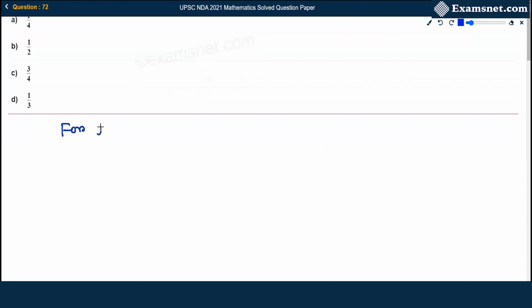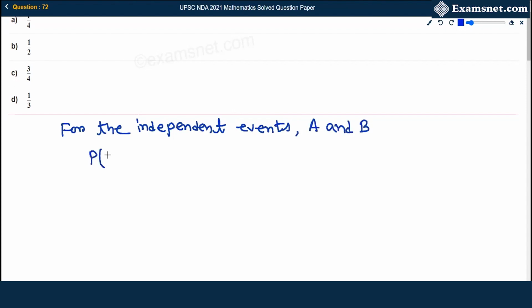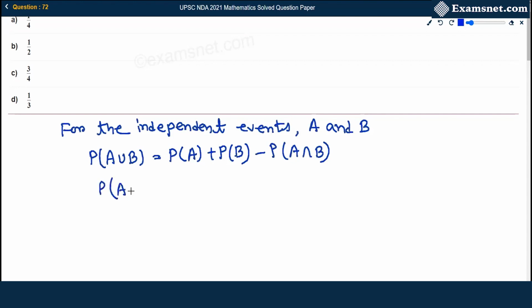For the independent events A and B, we can write probability of A union B is probability of A plus probability of B minus probability of A intersection B. Also, if the events are independent, then probability of A intersection B can be written as product of probability of A and probability of B.